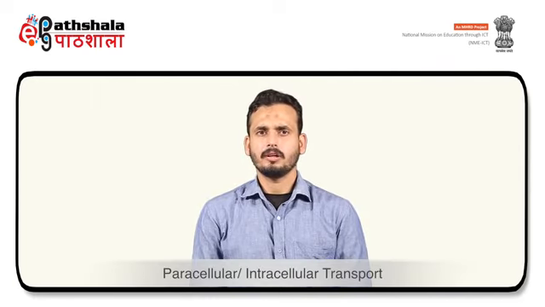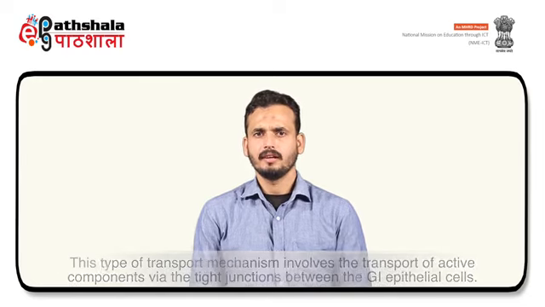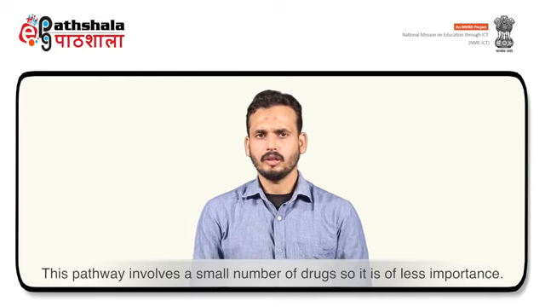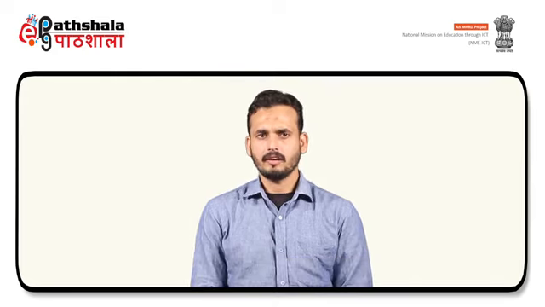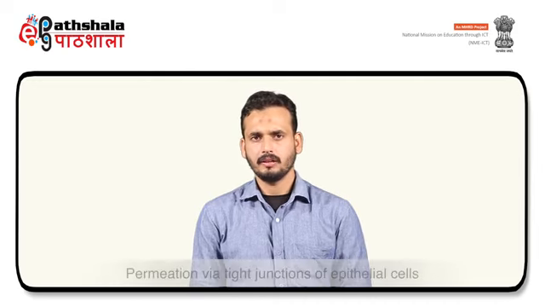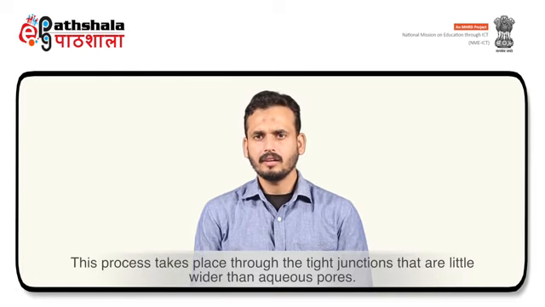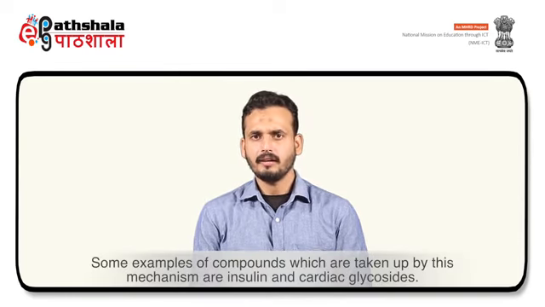Students, now we discuss the paracellular or intercellular transport. This type of transport mechanism involves the transport of the active component via the tight junctions between the GI epithelial cells. This pathway involves a small number of drugs, so it is of less importance. The paracellular transport process has the following two mechanisms: first, permeation, and second, persorption. Students, first we discuss permeation via tight junctions of epithelial cells. This process takes place through tight junctions that are a little wider than aqueous pores. Some examples of compounds taken up by this mechanism are insulin and cardiac glycosides.